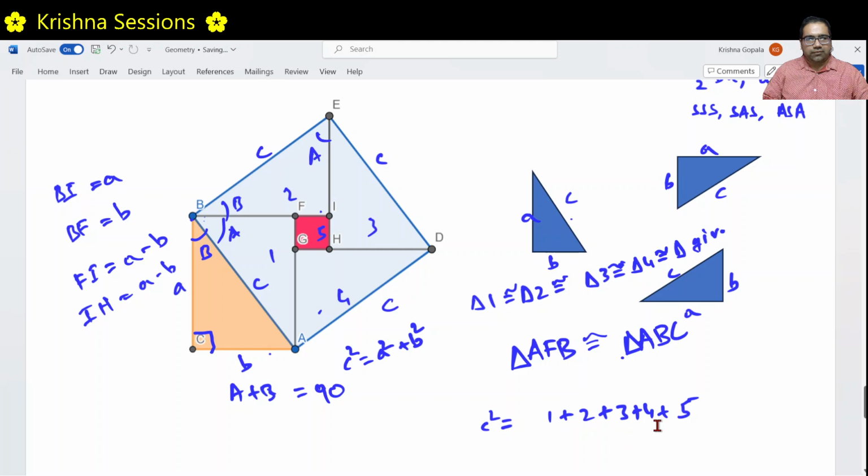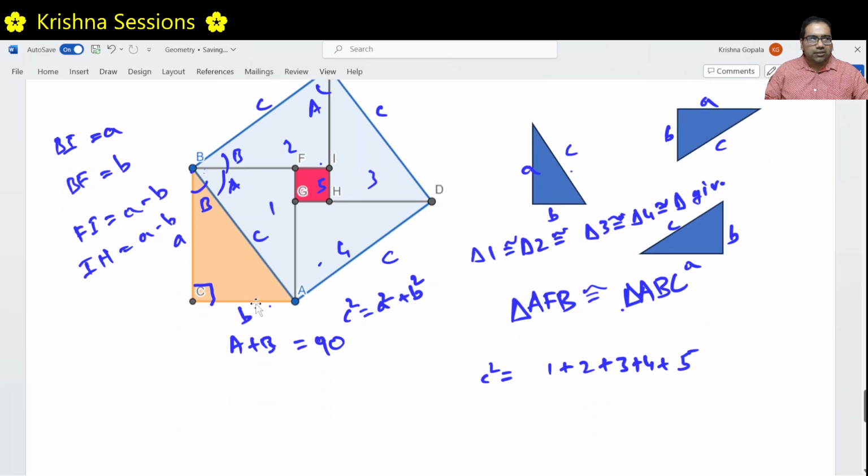Now, 1, 2, 3, 4, these are equal to the given triangle itself. Given triangle area is what? Half into base into height, which is half AB. Half AB into 4 times. This is the sum of all of this, 1, 2, 3, 4, plus the fifth one.